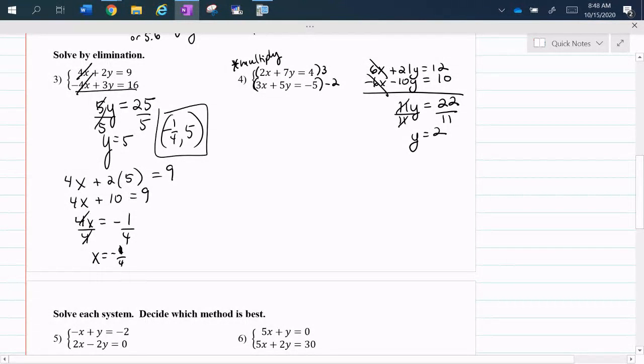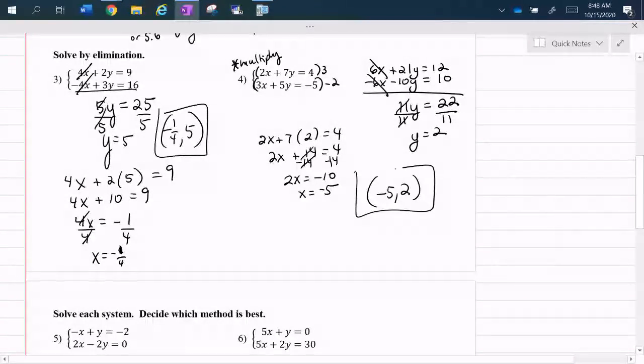So now I'm going to take one of the original equations, 2x plus 7 times y is equal to 4, and plug in 2 for y so that I can solve for x. Okay, so I'm going to subtract 14 from both sides. I get 2x is equal to negative 10, so we get negative 5. So my ordered pair is negative 5, comma 2.